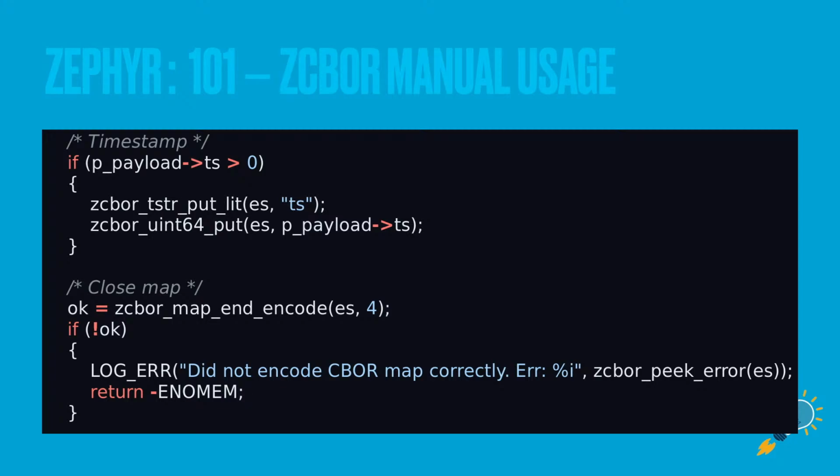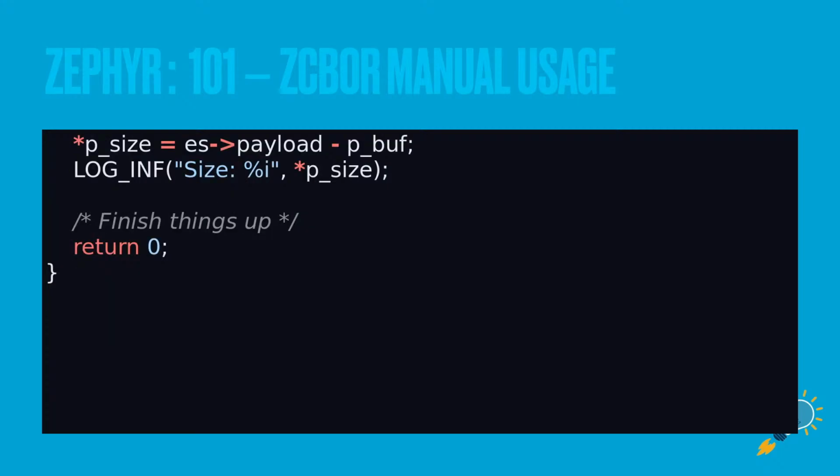So you can run the Zcbor map end. We're ending the map, closing it. We're basically saying, hey, we're done setting up this map. And a map is just key-value storage in Zcbor. Then it's been encoded already, so all you have to do is figure out the size. Compare where the payload is to the beginning of the buffer, and then you get the size of it, and that's it.